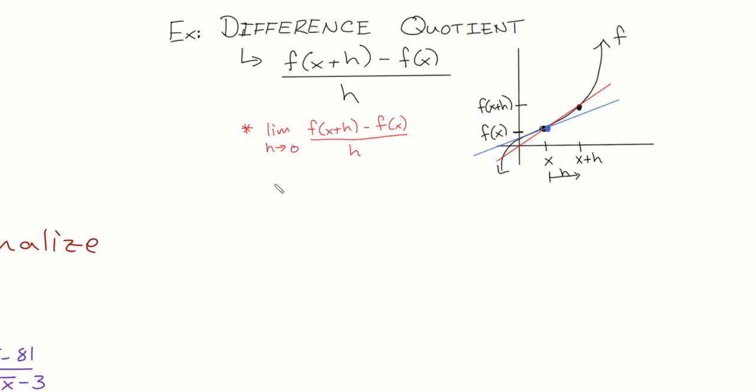This gives us the slope of not the secant line, which touches twice. This gives the slope of the what line, Sean? The tangent line. Tangent line at x.